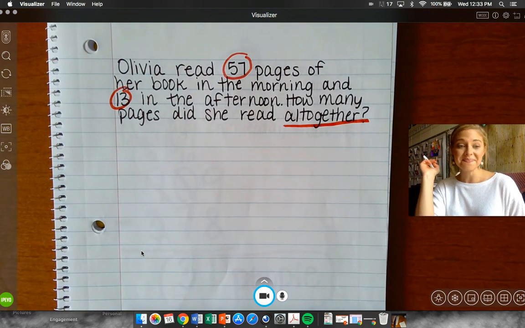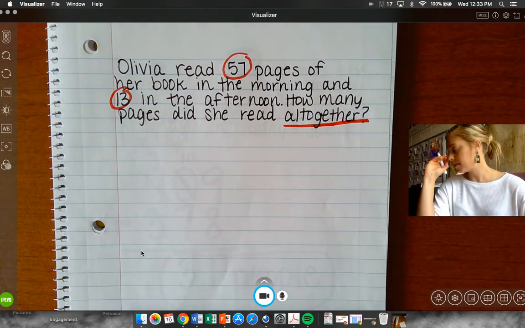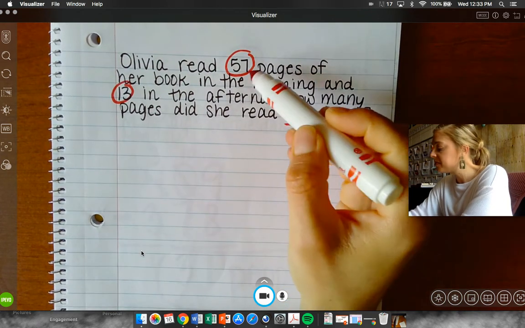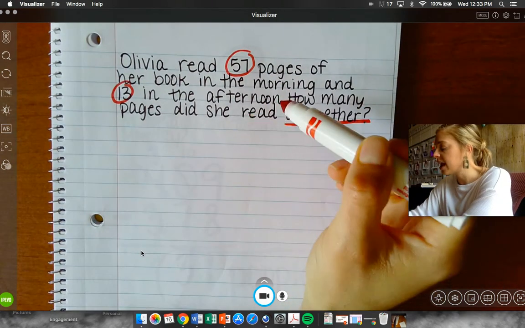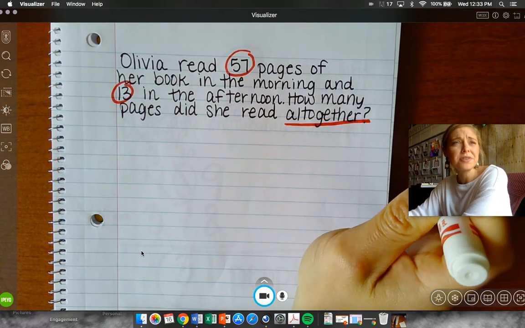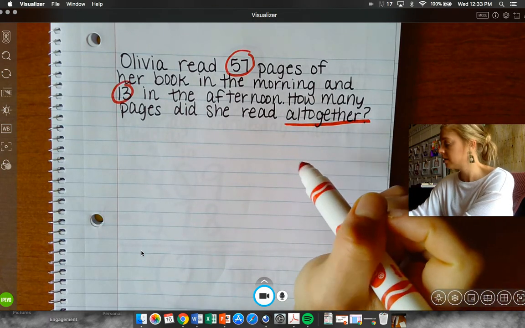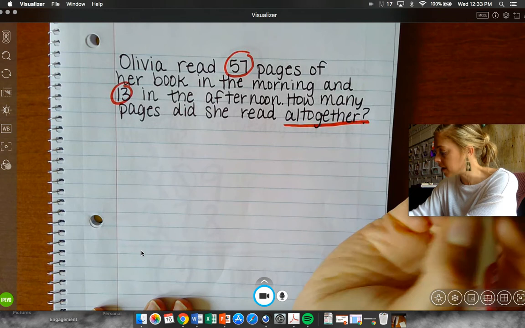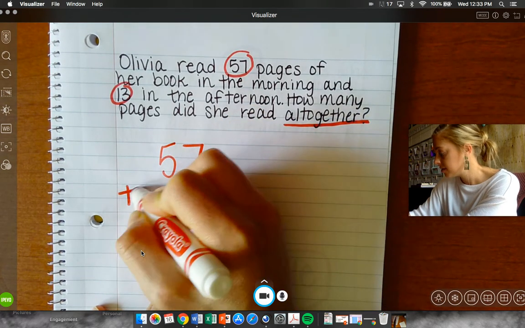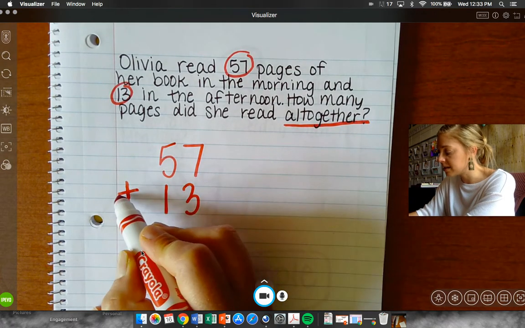The next step is to write a number sentence. So altogether means to add. She read 57 pages of her book in the morning and 13 in the afternoon. How many pages did she read altogether? So I have to add those 2 numbers up. Okay, so I'm going to write 57 plus 13. Now here I'm adding. I'm not subtracting anymore. I am adding.